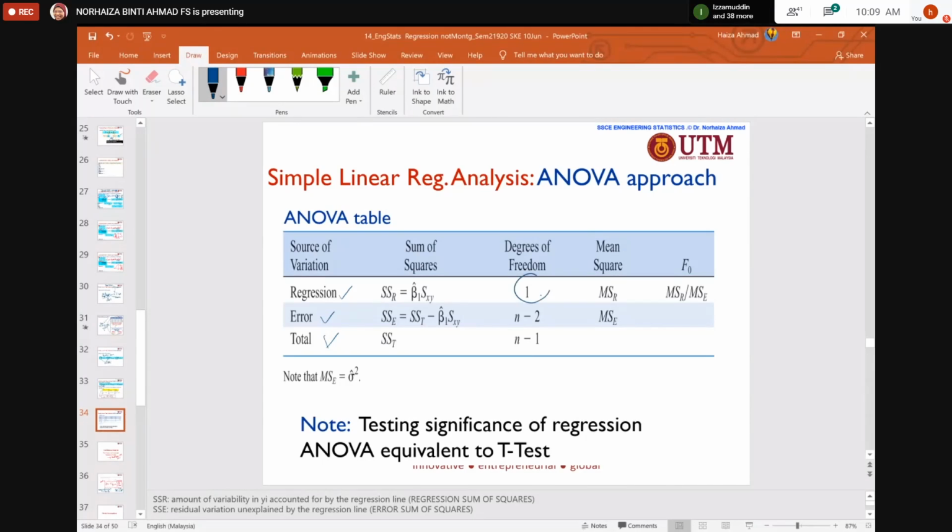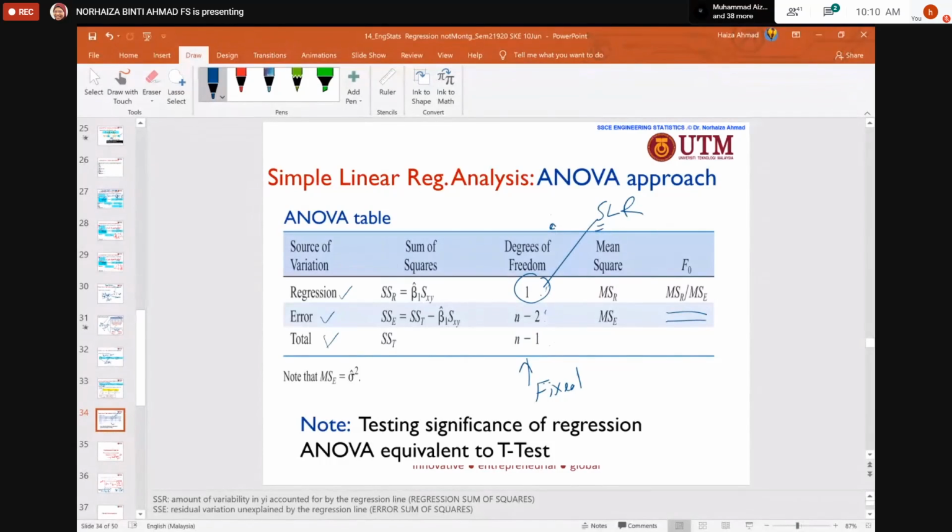The degrees of freedom for regression in simple linear regression is always 1. The error here is always n minus 2, and the total is n minus 1. Sorry, it's fixed, right, because this n refers to the number of observations. If there are 10, it means 8. So the formula is still fixed, but the concept is still the same. Once you get these, this is the difference between these two, so this should be your F test statistic.